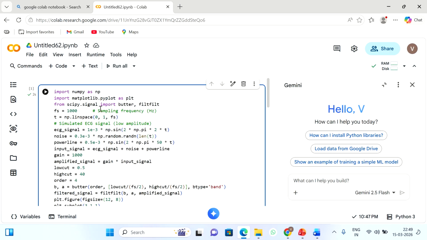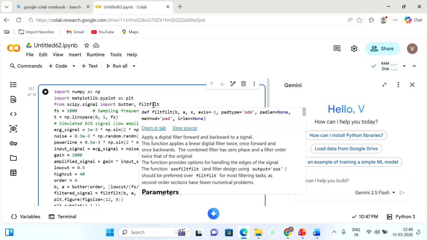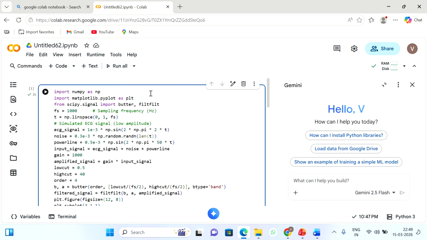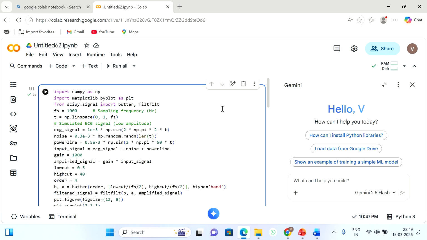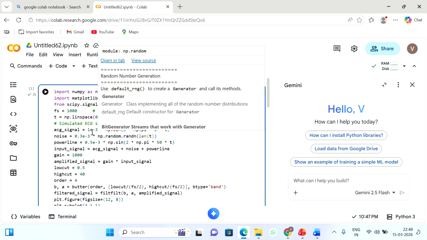This imports two functions from scipy.signal. The first one, butter, is used to design a Butterworth filter. Then filtfilt is used to apply the filter without phase distortion, with no time delay. And this sets the sampling frequency to 1000 Hertz. This means the signal is sampled 1000 times per second, and Fs is the sampling frequency.